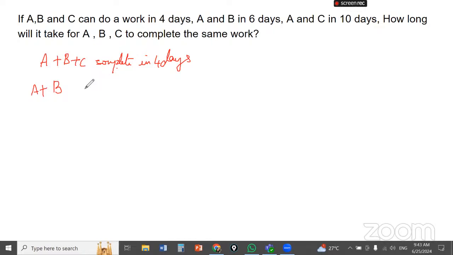Okay, let's check. A plus B plus C completes in 4 days. A and B together complete it in 6 days. And A plus C together complete it in 10 days. So we want to find A, B, and C separately. 10, 10, and 6. This is Bhavya's answer. Okay, so we can find A, B, C's 1 day work.